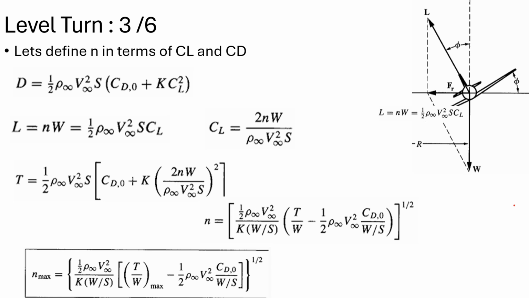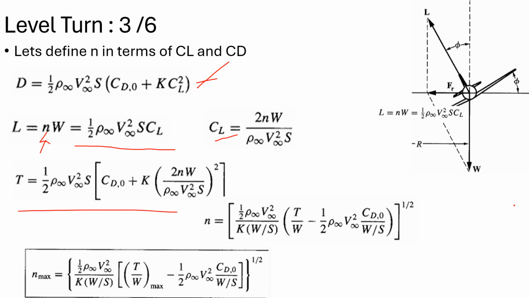Now we are going to define these in terms of the CL and CD. The drag obviously is half rho v square s times CD naught plus K CL square. This is something that you have done many times. Lift used to be this, but now it is multiplied by an n value as well. All right. So lift is n times the weight, or CL is 2nW over rho infinity v infinity square times s.